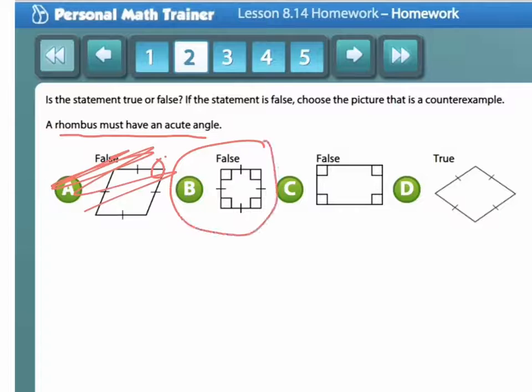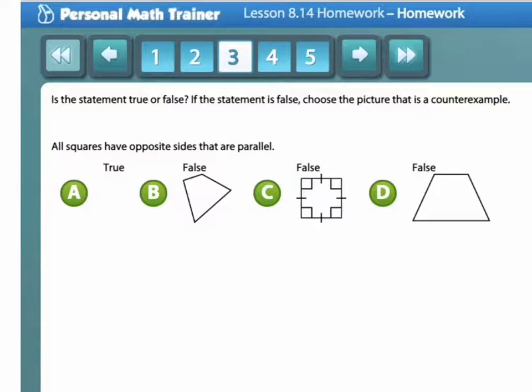This is also a rhombus. It has four congruent sides, but it doesn't have an acute angle. Squares have four right angles, and right angles are neither acute nor obtuse. So this is an example. B is an example of a shape that is a rhombus, but it doesn't have any acute angles. Therefore, it proves a counterexample, and B would prove that as a counterexample. So the statement is false.